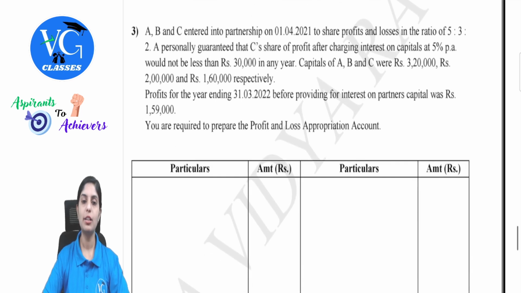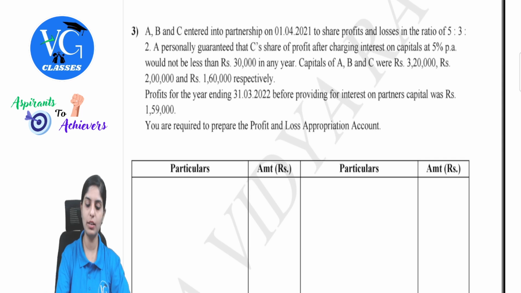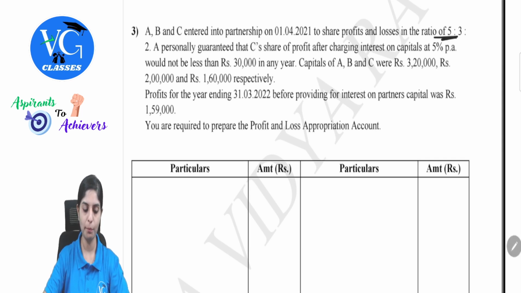A, B and C entered into partnership on 1st April 2021 to share profits and losses in the ratio of 5:3:2. So here they are giving us the profit sharing ratio. A personally guaranteed that C's share of profit after charging interest on capital at 5% per annum would not be less than 30,000 in any year. So basically, there is a guarantee given for partner C that his profit will not be anything less than 30,000.